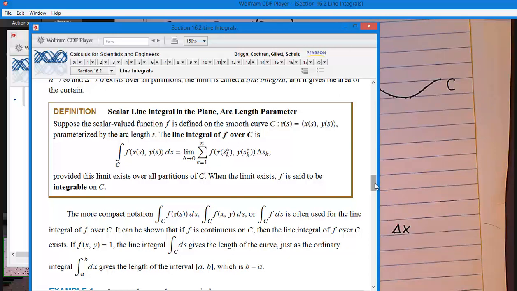And then look at all the notation they have right there. There's like 3 different ways of saying the same thing. The most compact would be f ds.